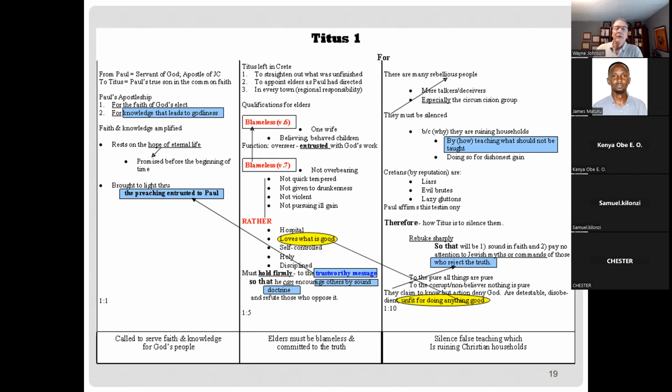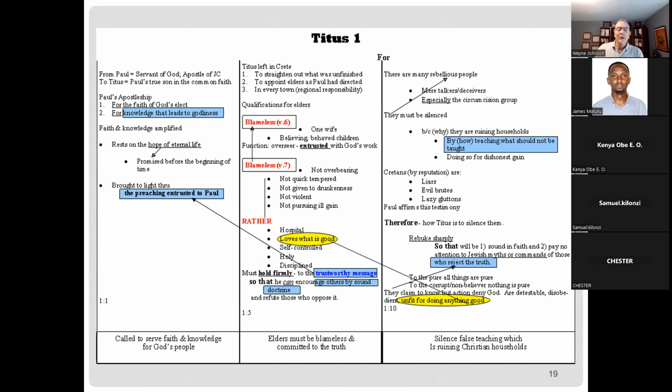One was to straighten out what was unfinished. Two, to appoint elders as Paul had directed. And three, to appoint elders in every town. So I just had that as a third point. In other words, it suggests that there was going to be regional responsibility. It wasn't just one church.